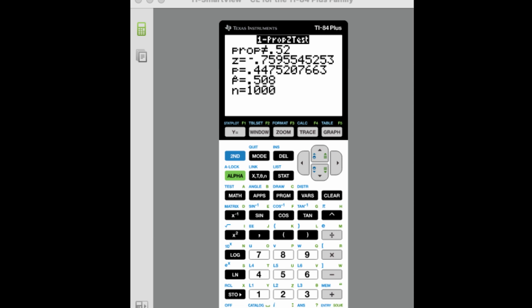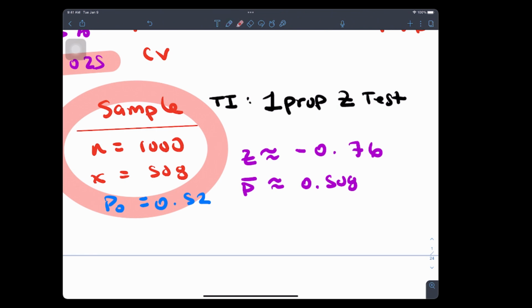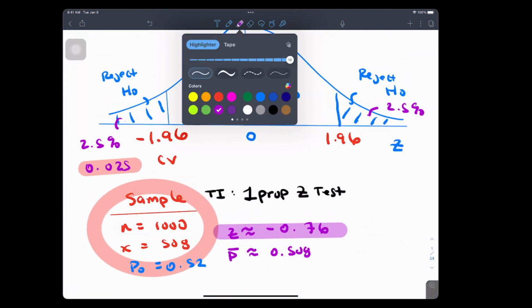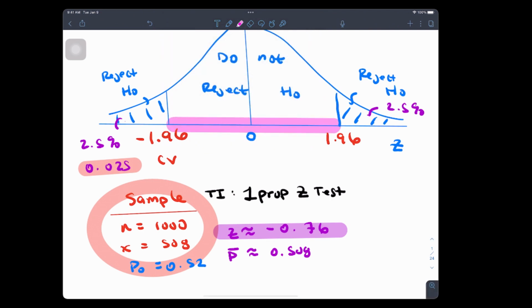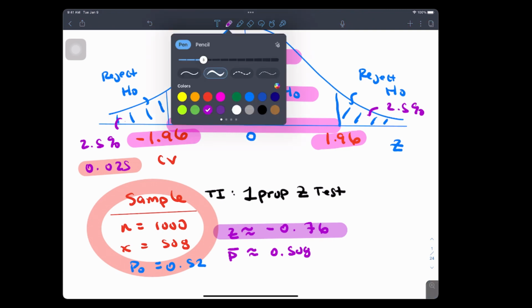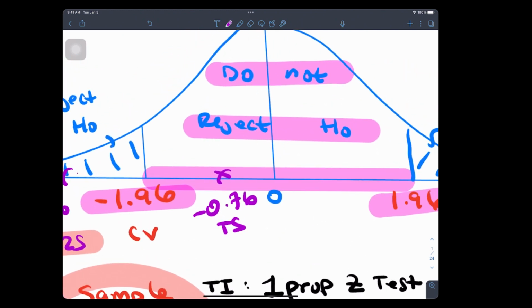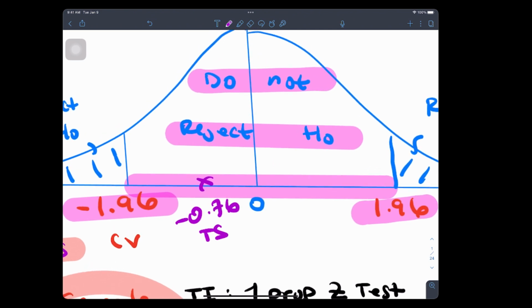But the point I want to make here is this. Let's go back. We're trying to see where the test statistic lives on your decision rule. Negative 0.76. Now, any test statistic value that lives between your critical values of negative 1.96, positive 1.96, we do not reject the null. So where does that live on your decision rule? Negative 0.76. It's right here. Is that right? So that lives between your critical values in the do not reject the null.